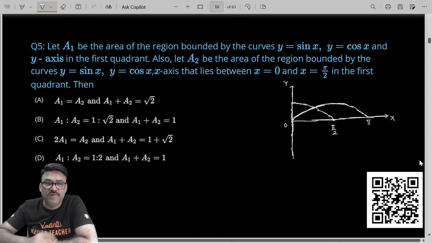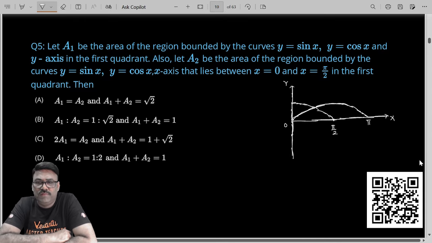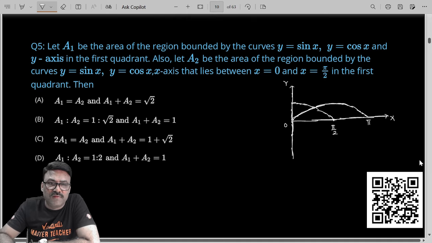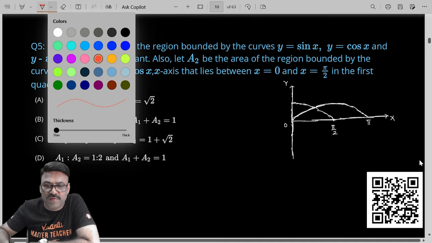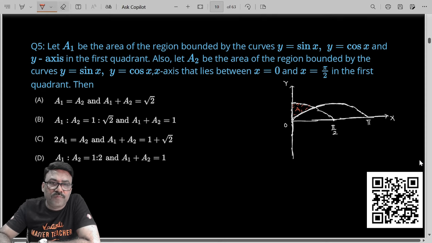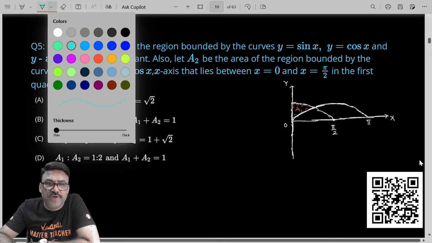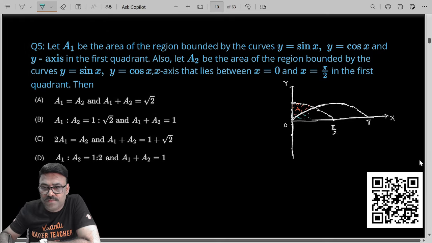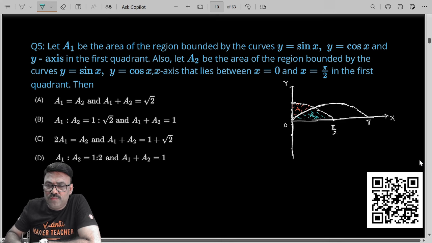Now they are saying that A1 is the area bounded by y is equal to sin x, y is equal to cos x, and the y axis. So this area is basically A1. And A2 is the area bounded by y is equal to sin x, y is equal to cos x, and the x axis from x is equal to 0 to pi by 2. This is the area A2.